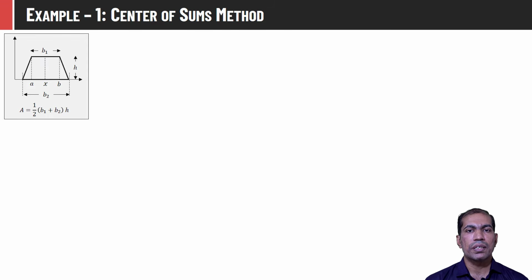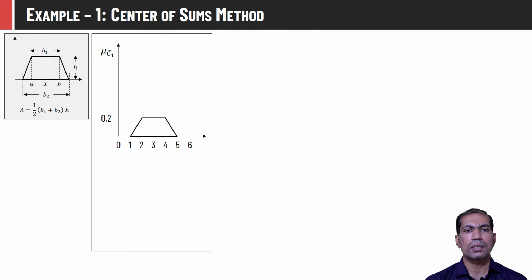If a trapezoid is given like this, a symmetric trapezoid having bases B1 and B2 as shown here and height h, then we can compute the area by the equation one half times B1 plus B2 times h. Consider that we are given some fuzzy output sets as shown here, and we need to find the center and the area for each fuzzy output function, and then apply that equation.